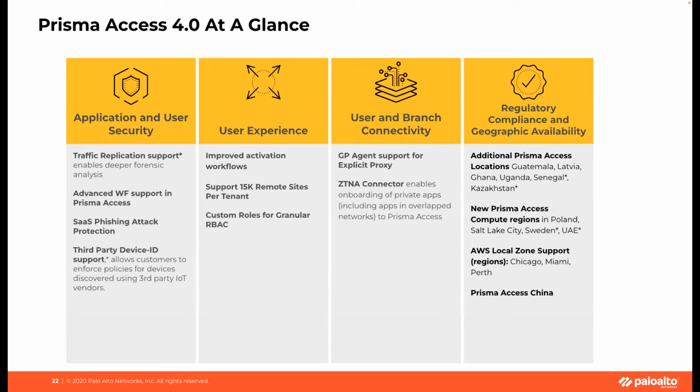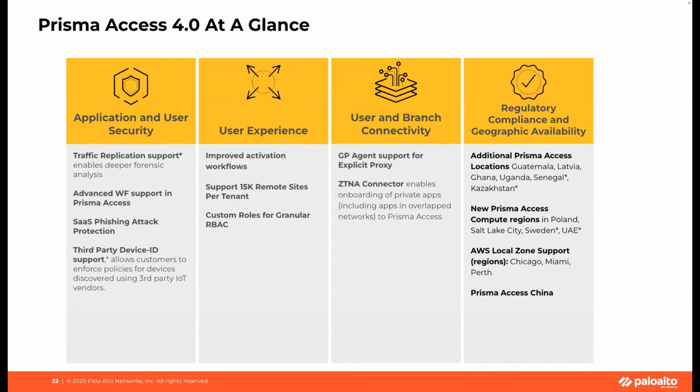Along with that, we have continuous investments in time and energy to improve the activation workflow for the admins when it comes to Prisma Access. Similarly, we've increased the support of number of remote sites you can have per single tenant to 15,000. We've also launched custom role-based access control, or custom roles for granular role-based access control, rather, for cloud management in Prisma Access. Along with that, we have some major enhancements on the GlobalProtect agent and support for explicit proxy.